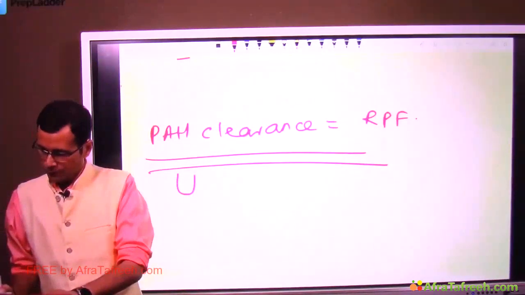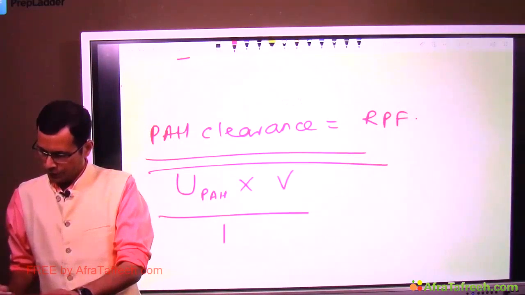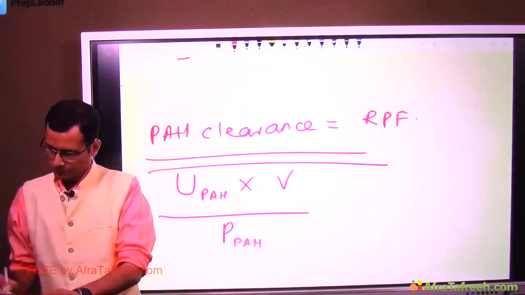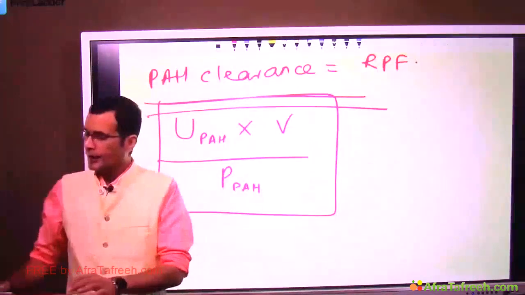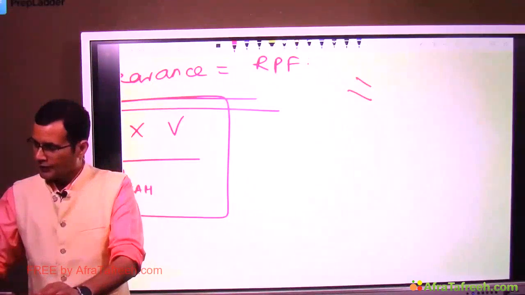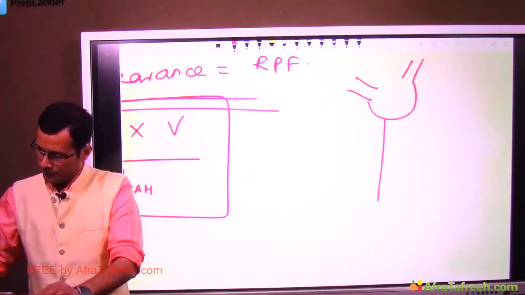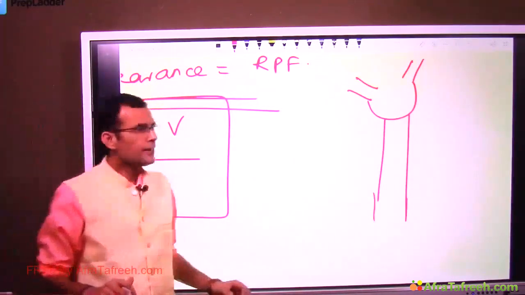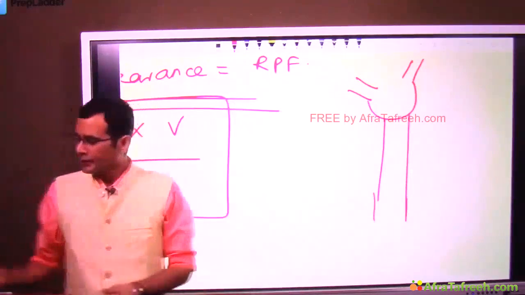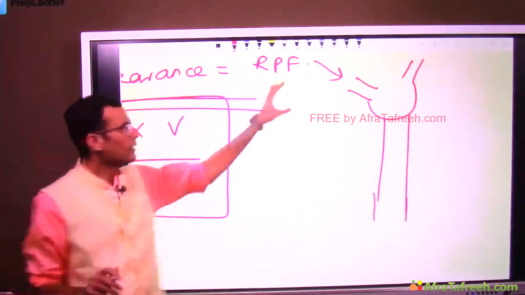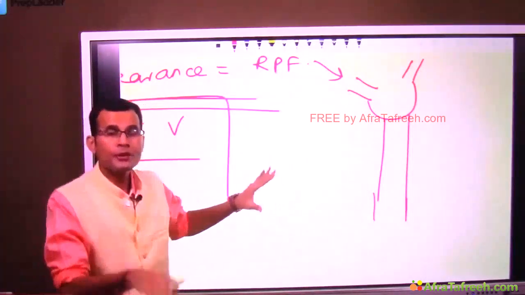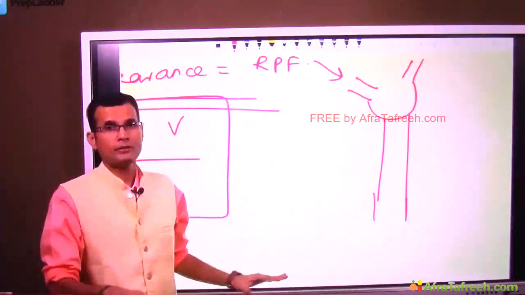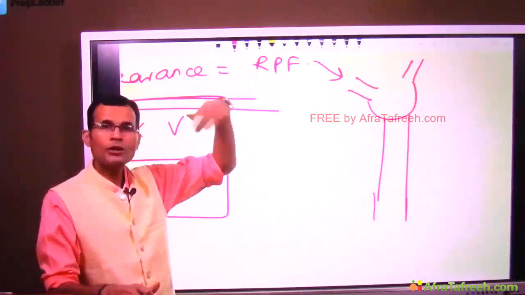Let's write it down. PAH clearance is UV upon P. Okay. And the other thing that I must mention here at this stage is that once the PAH comes into the renal blood, then all of it comes into the urine in a single pass. Okay, it does not go in the renal vein at all.